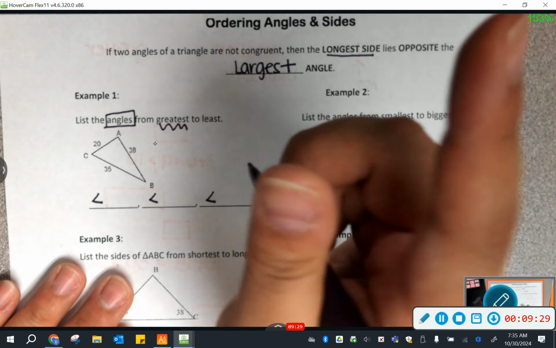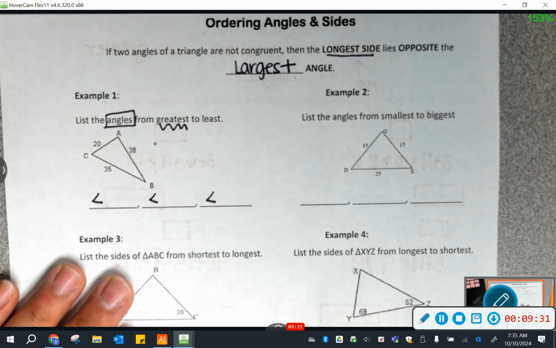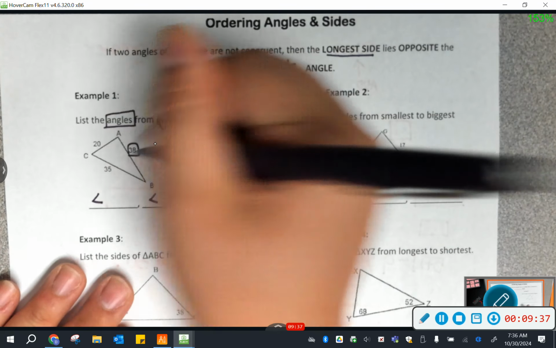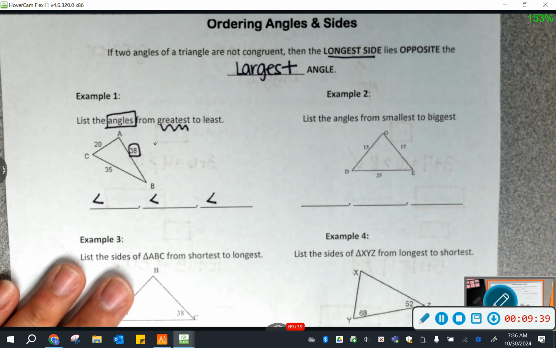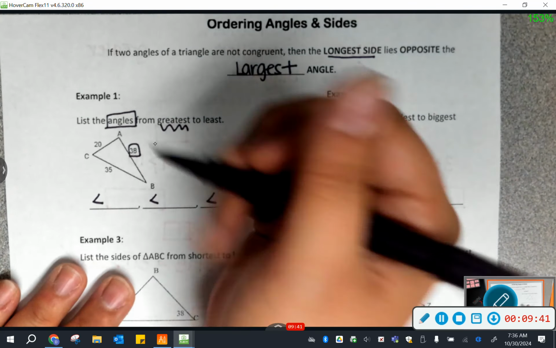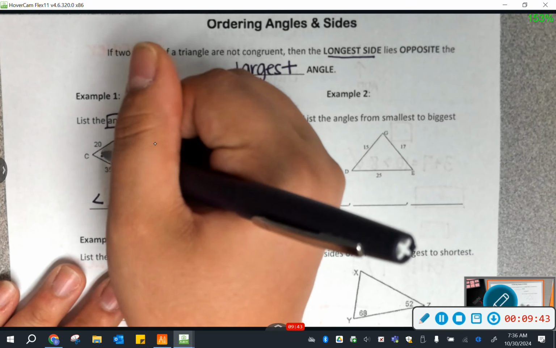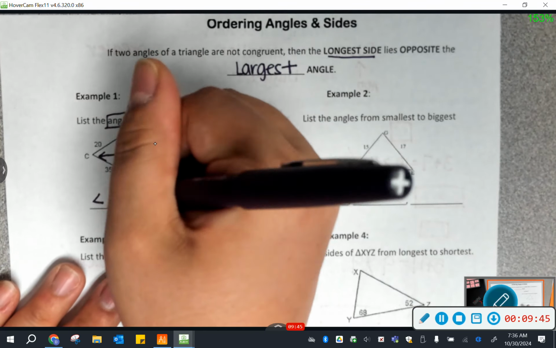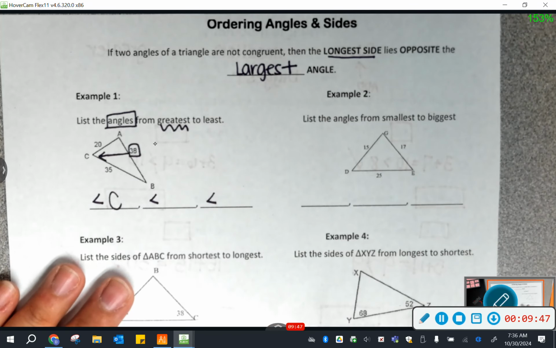Well, let's go over it. From greatest to least. What is the greatest side here? What's the biggest side? 38. 38 is my biggest side. What is opposite of that 38? What angle? Letter. C is my greatest angle.